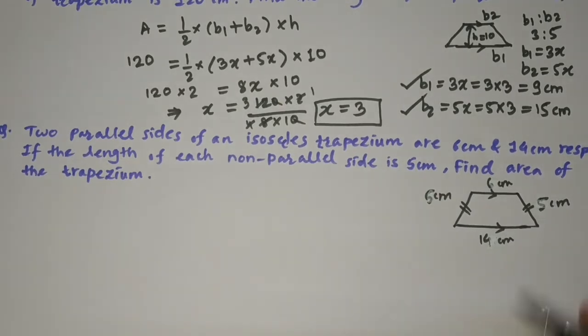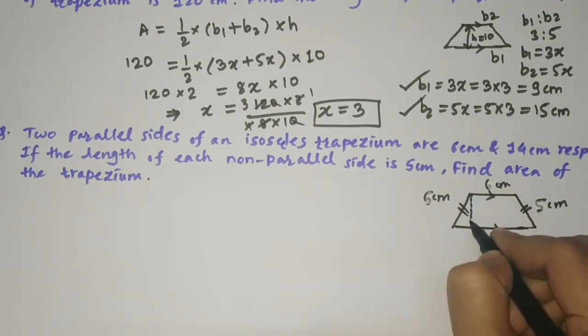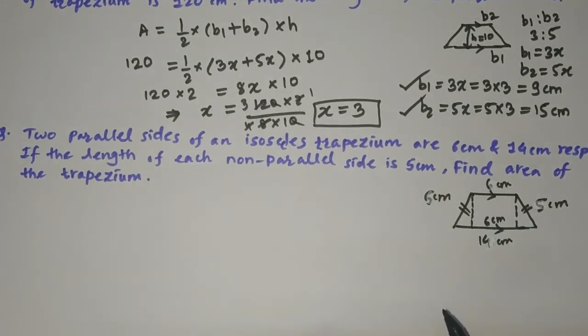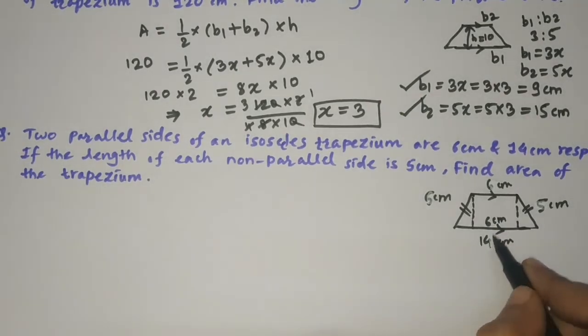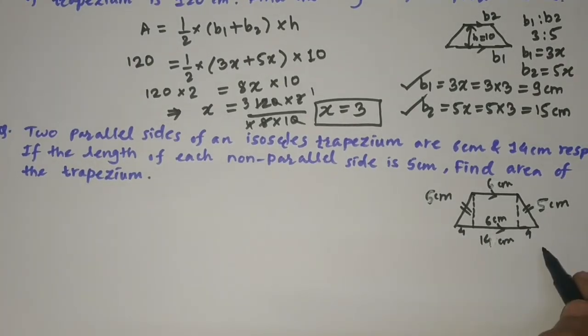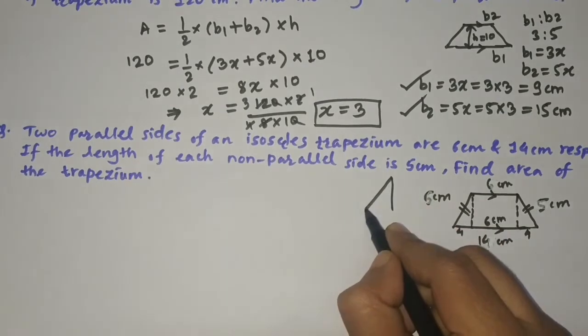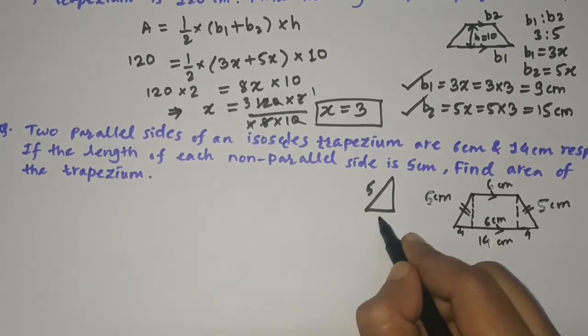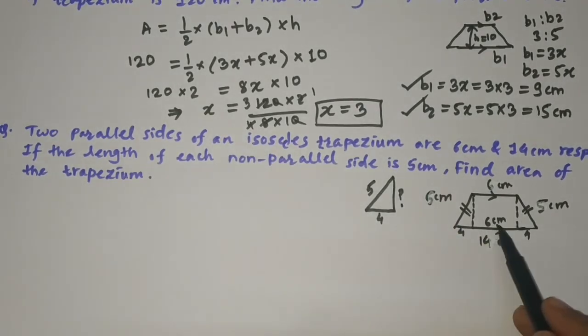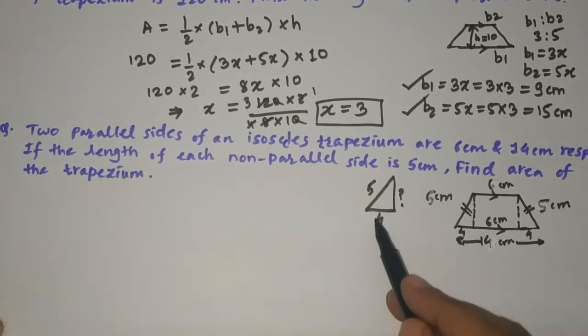Here I don't know the height, so first of all I will get the height. Here I will draw this dotted line. And this is 6 centimeter, opposite it will also be 6 centimeter. And if 14 is here, this 6 centimeter means the remaining side we have to distribute here. This is 4, and this is 4. So if you notice carefully, I got a right angle triangle with this side 5 and this side 4. I will find this height. Friends, I have distributed 4, 6, 4, that means total 14 centimeter. So by Pythagoras theorem we will find this height.